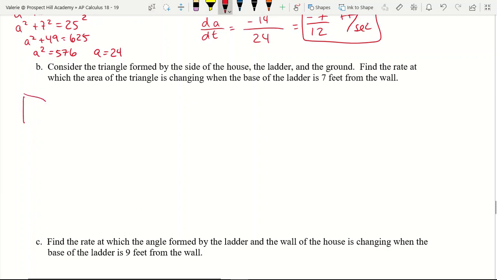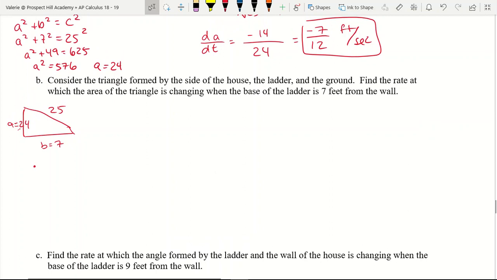So we have the same triangle from part A, right? We have 25 for our ladder. Our base is 7. A is 24 because we've already done the Pythagorean theorem for it. Our rates: we already know dB/dt, which was 2, and we already know dA/dt, since we just found it, which was negative 7 over 12. And these are both feet per second.